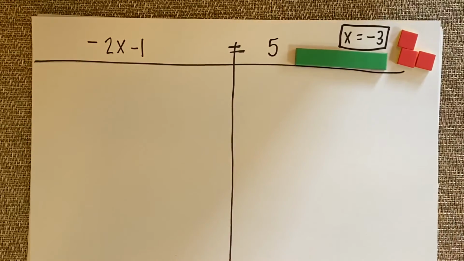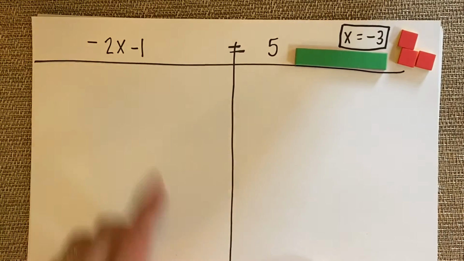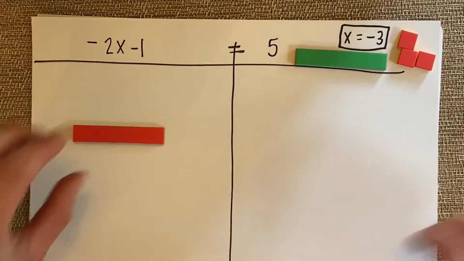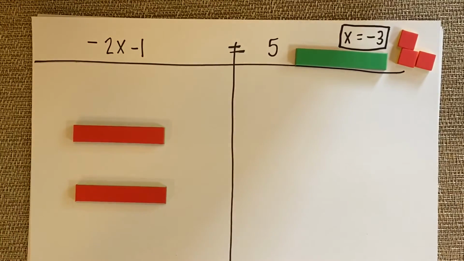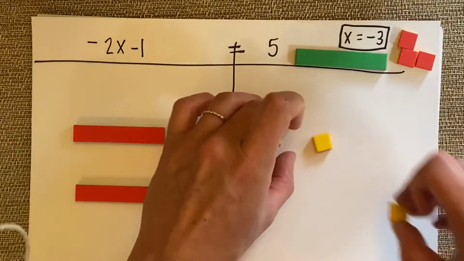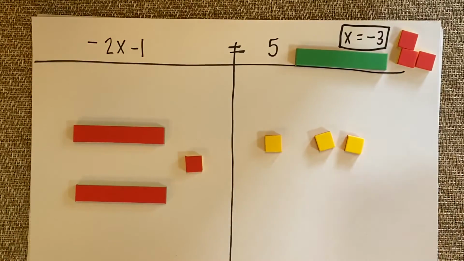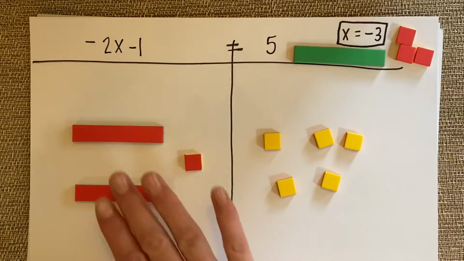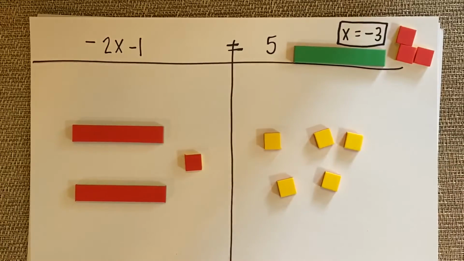Okay. Now let's represent our original equation. We had -2x, or two negative variables, minus 1, was equal to +5. So 1, 2, 3, 4, 5. Okay, so this was our original equation, and this is the solution we found. So you may have heard about substituting in your solution to check your answer. That's exactly what we're going to do with the tiles, okay? So everywhere we have a variable, we're going to substitute what it is equal to.